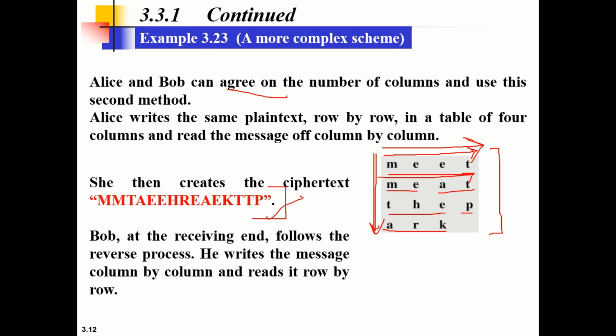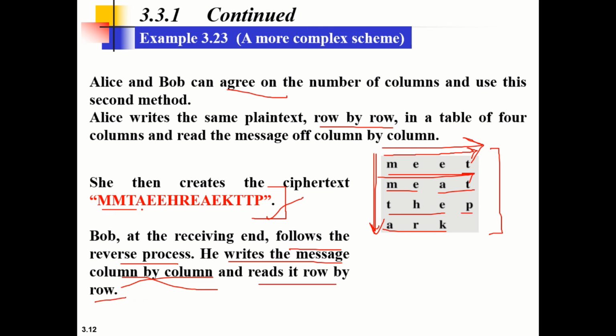Now while decrypting it, what Bob will do is follow the reverse process, as we generally do. He will write the message column by column. Here, what did we do? We wrote the message row by row and then read it column by column. So at the receiving end, he will be writing the message column by column and then will be reading it row by row.